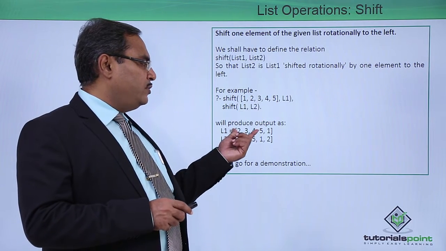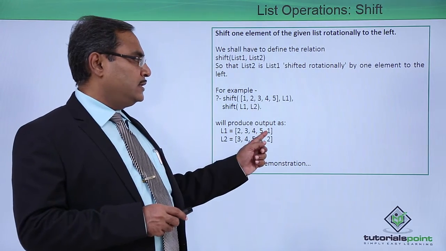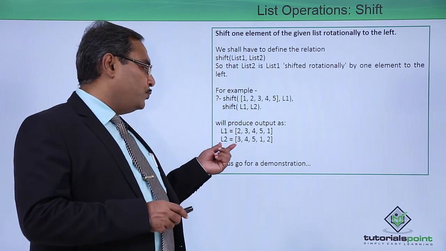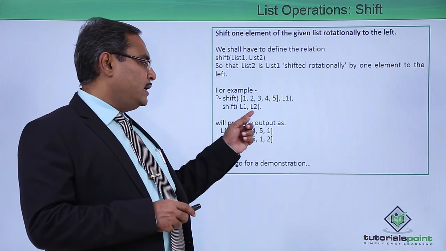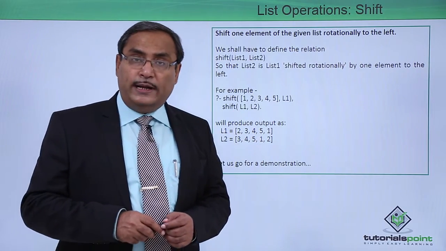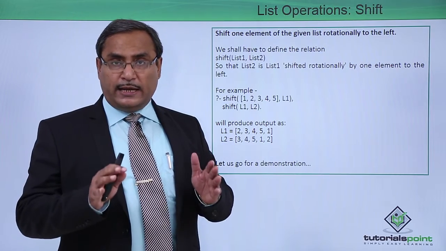So that sequence will remain as it is and it will be rotationally going to the last. And this L1 has been taken as input here and L2 will be the output. So what will happen? 3, 4, 5, 1 will be coming in the same sequence and 2 will be going at the last. In this way, the shift operation will take place. I think from these examples, your conception is now getting cleared.